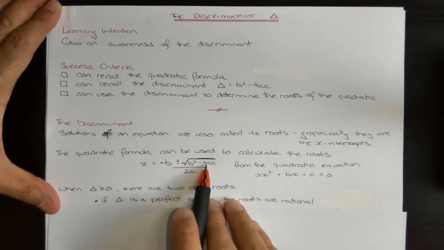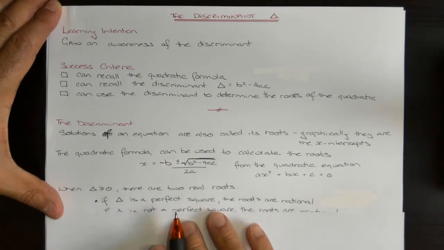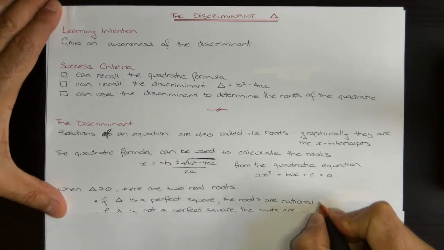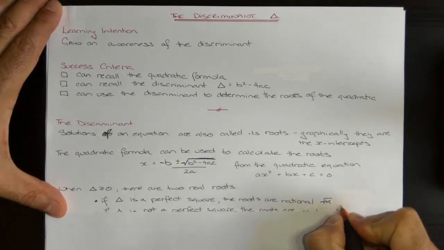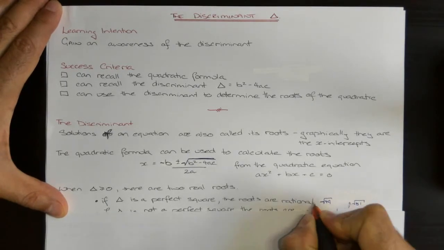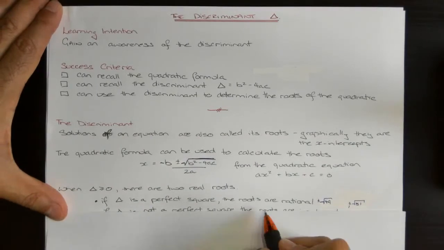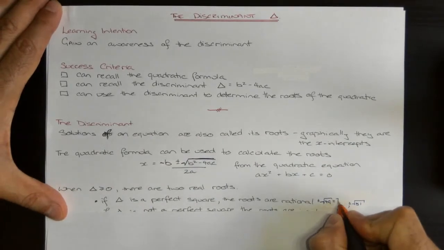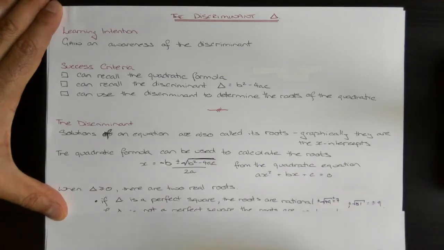If that equals or is greater than 0, then there are two real roots. If the discriminant is a perfect square, such as the square root of 49 or the square root of 81, then the roots will be rational. So that will be like plus or minus 7 and plus or minus 9.